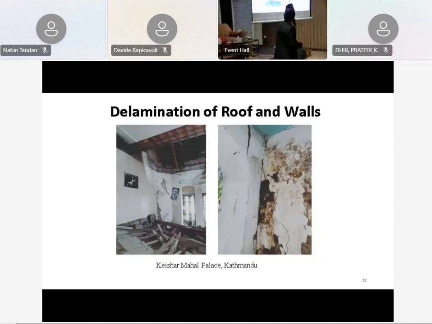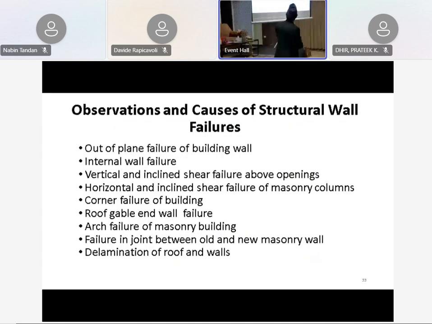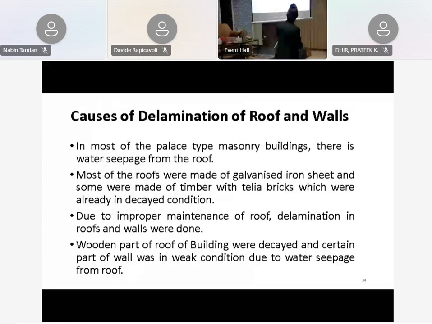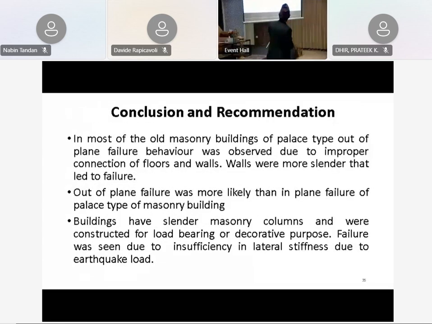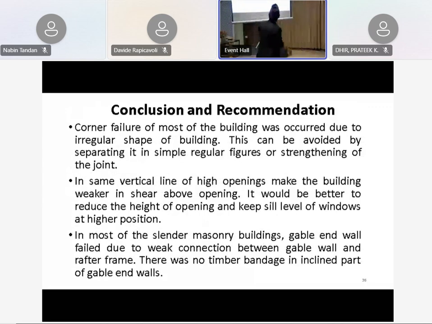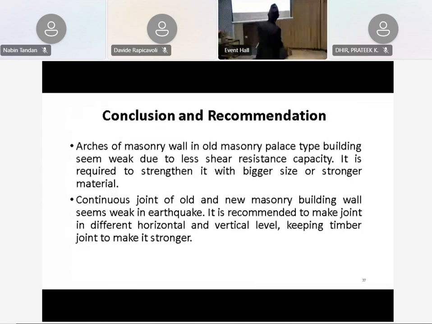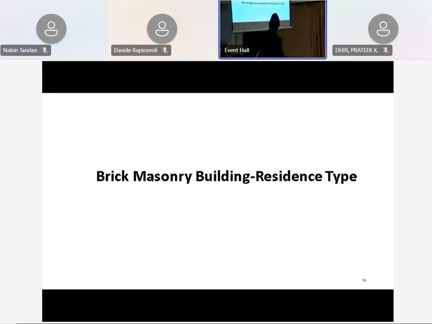Next, please. And I will not go into detail. Next, next. And now the brick masonry buildings of the residence type. Next, please.